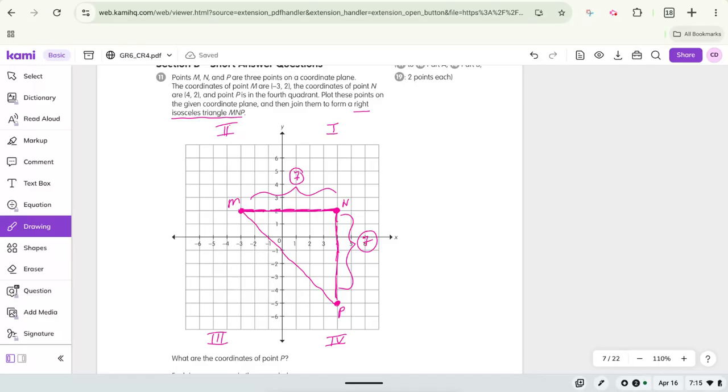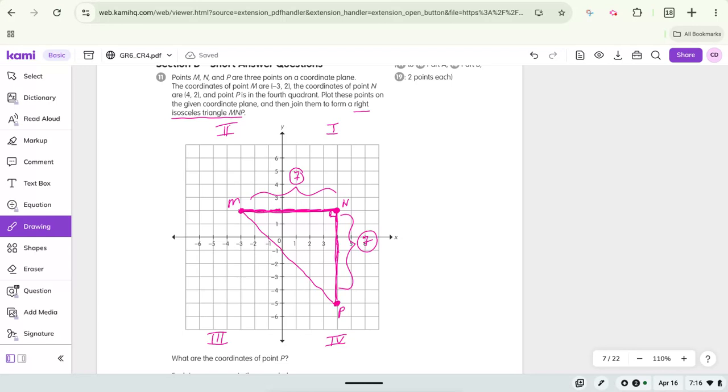And because MN is a horizontal line and NP is a vertical line, these are perpendicular, creating a right angle. So I have point P in quadrant 4. I have 2 sides of my triangle the same, so it's an isosceles triangle. There's a right angle, so it is a right triangle. Now I just need the coordinates of point P.